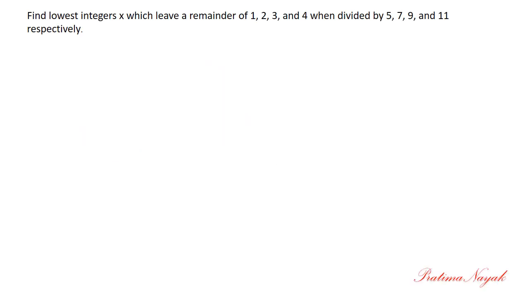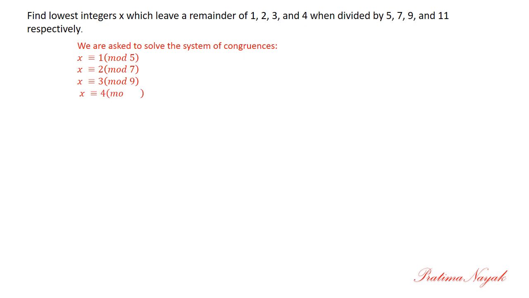Find the lowest integer x which leaves the remainders 1, 2, 3, 4 when divided by 5, 7, 9, 11 respectively. So we are asked to solve the system of congruences. x is congruent to 1 modulo 5, x is congruent to 2 modulo 7, x is congruent to 3 modulo 9, and x is congruent to 4 modulo 11. The 5, 7, 9, 11 are prime to each other.